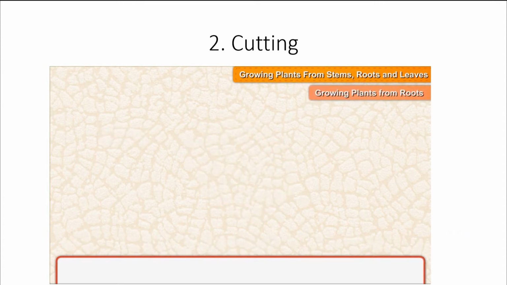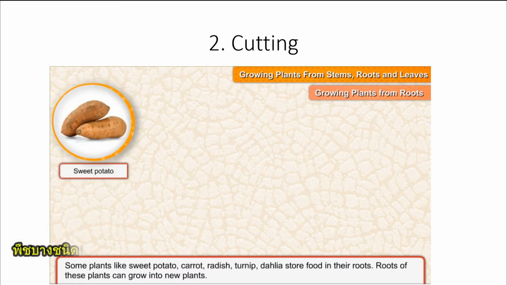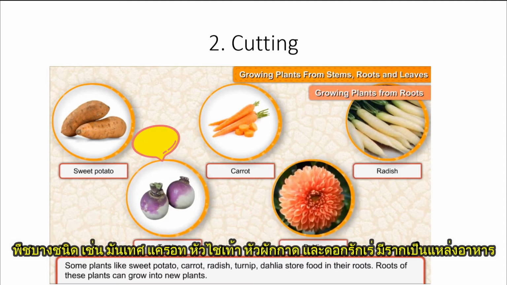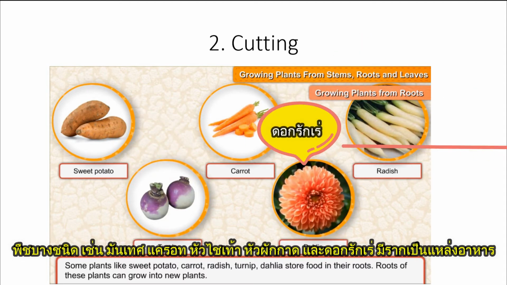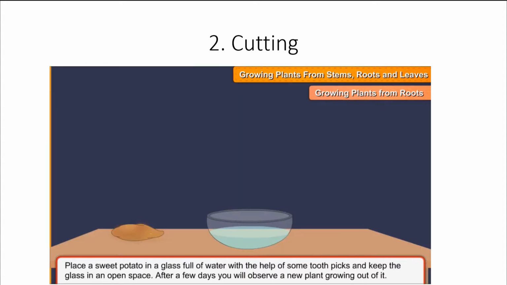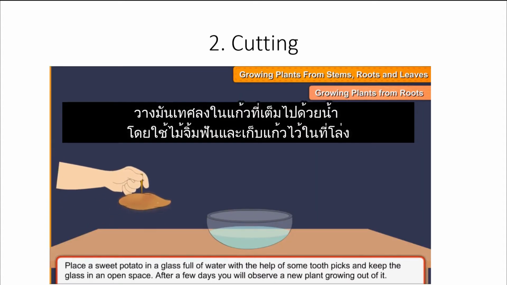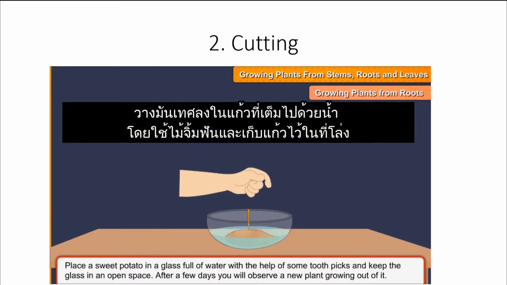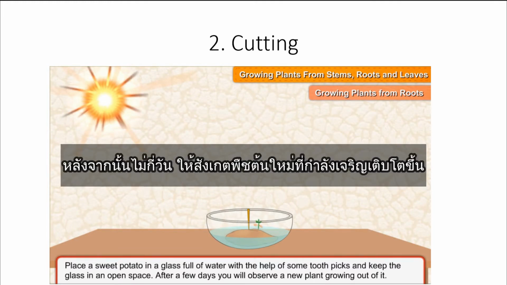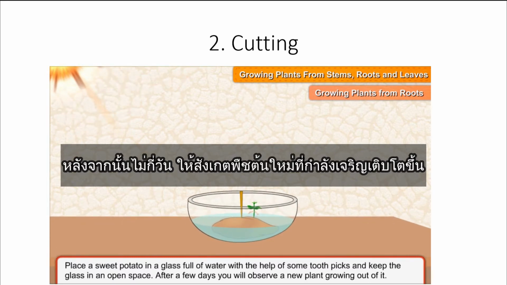Growing plants from roots. Some plants like sweet potato, carrot, radish, turnip, dahlia store food in their roots. Roots of these plants can grow into new plants. Place a sweet potato in a glass full of water with the help of some toothpicks and keep the glass in an open space. After a few days, you will observe a new plant growing out of it.